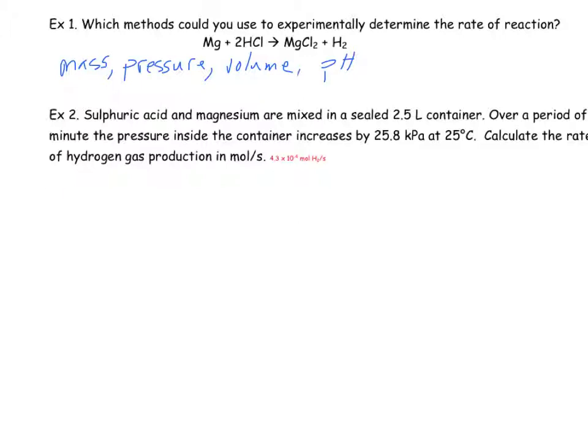And finally, let's count ions. This is a solid, so no ions. But HCl, that's aqueous. 2 HCl's will fall apart and give me 4 ions, 2 H+ and 2 Cl-. On the right side of the equation, that's a gas, so no ions, but MgCl2, that's aqueous as well. So that falls apart and gives me 3 ions, 1 Mg2+ and 2 Cl-.